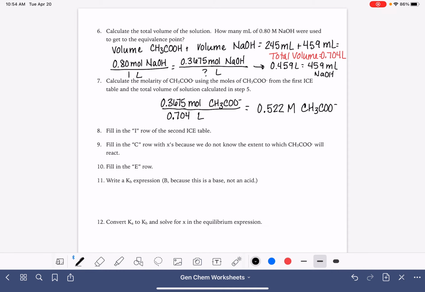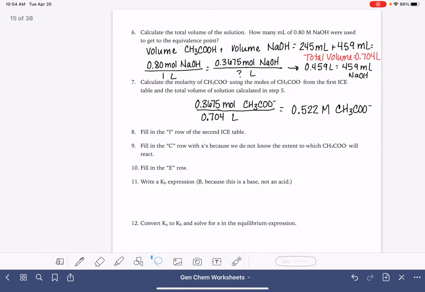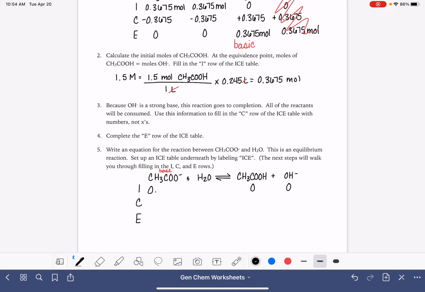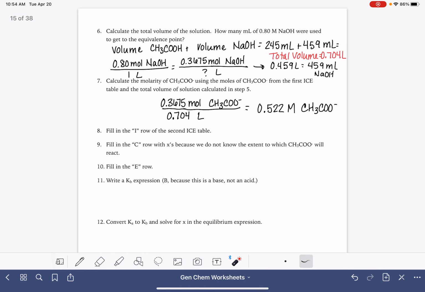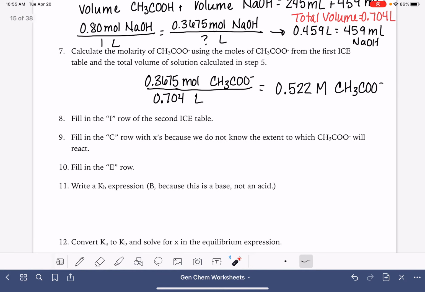Now that we have this information right here, this is what we actually need, we can go back to our ICE table right here. So the initial concentration of the acetate, that's what we just figured out, is the 0.522 molar. And initially we don't have any of this stuff right here. Now let's look back at our instructions. We've got that done. Now we're going to fill in the change row. We're using X's because this is a weak base. We don't know how much it will react.